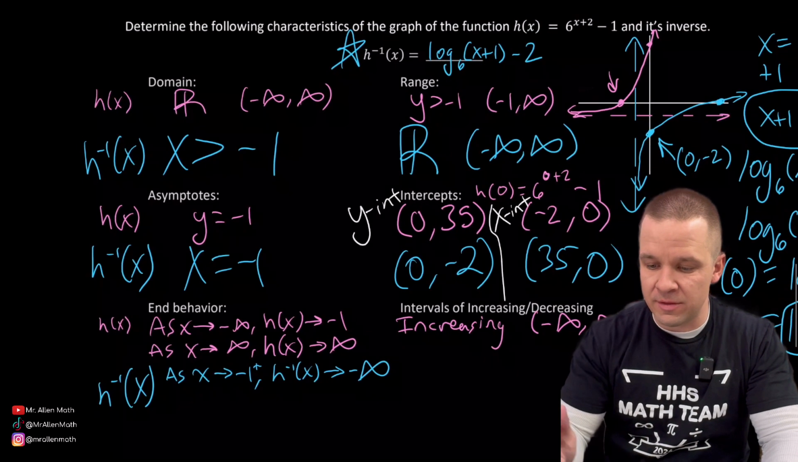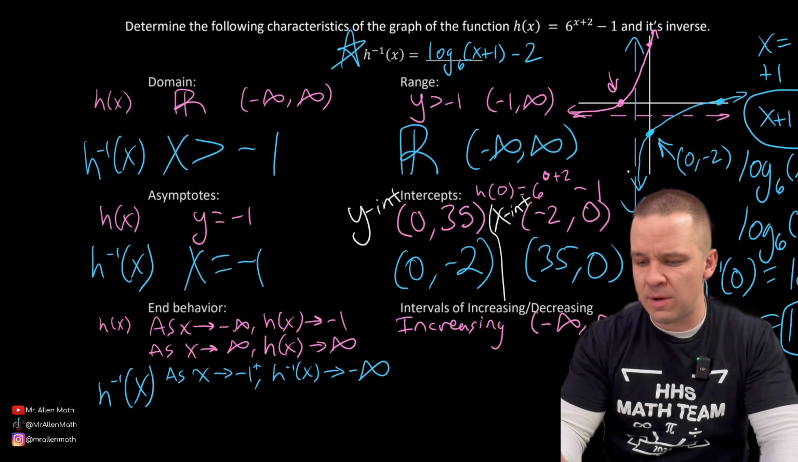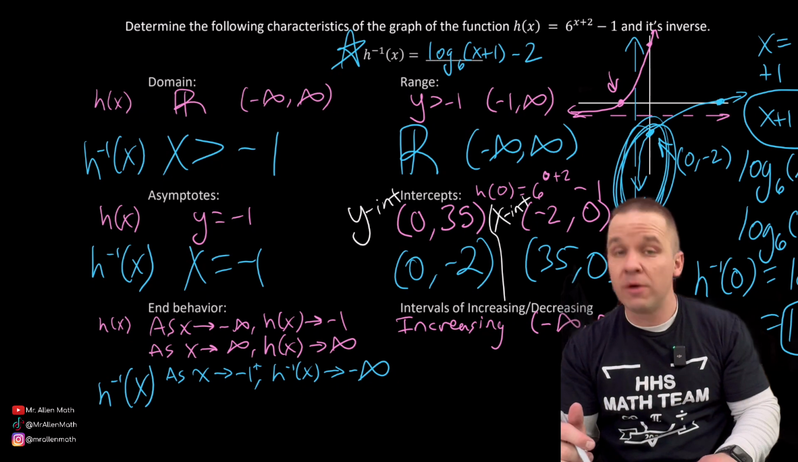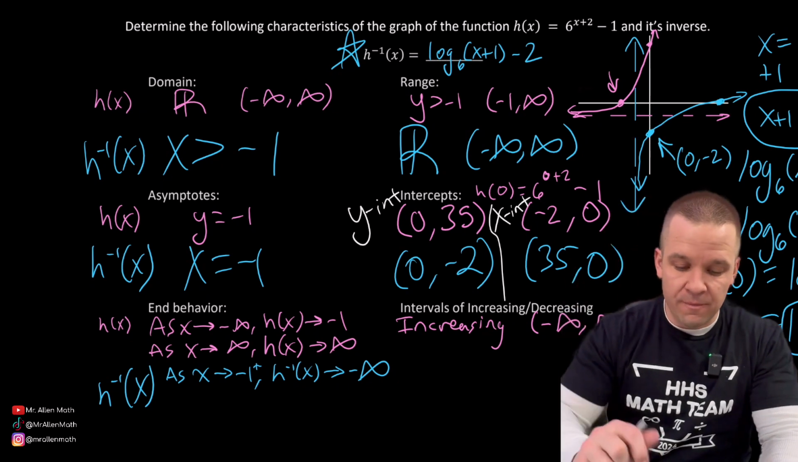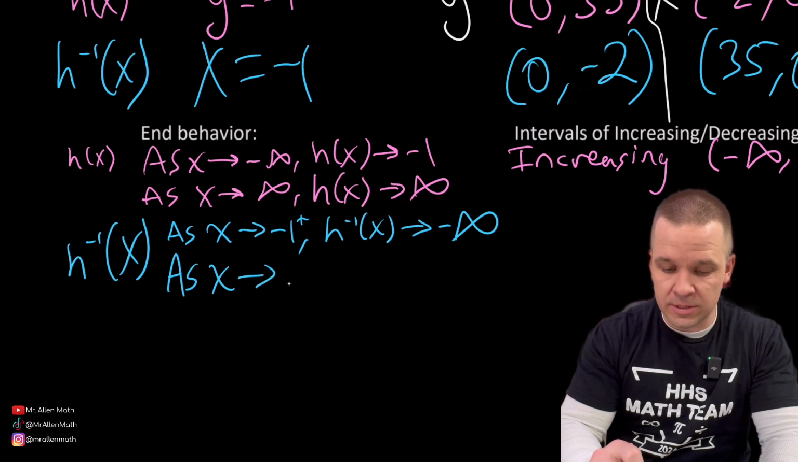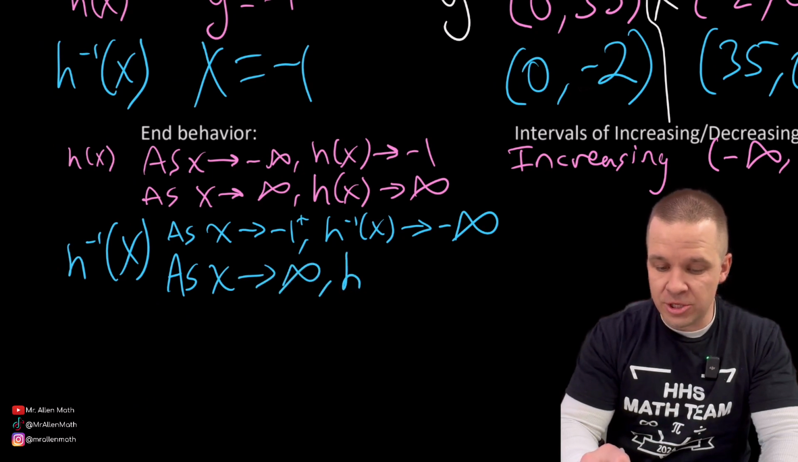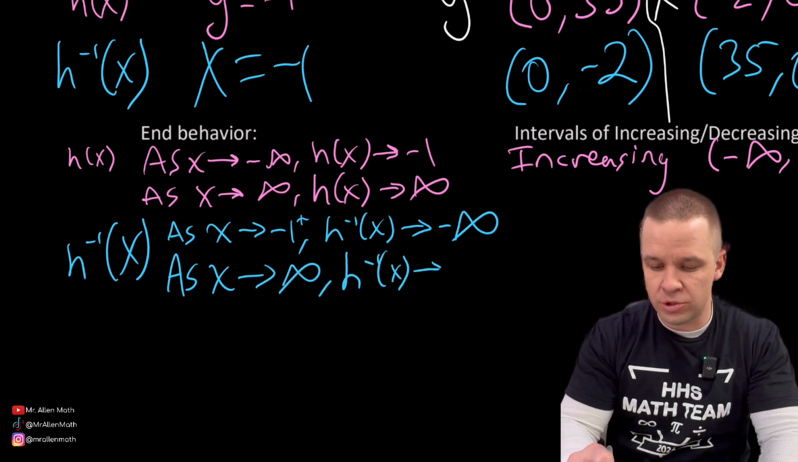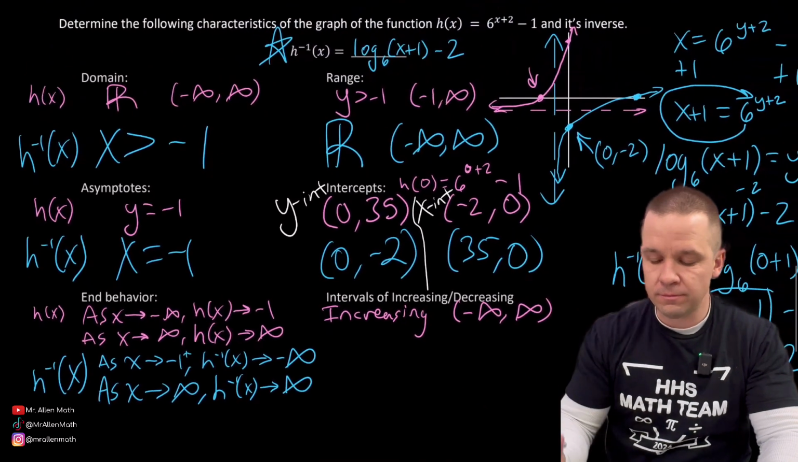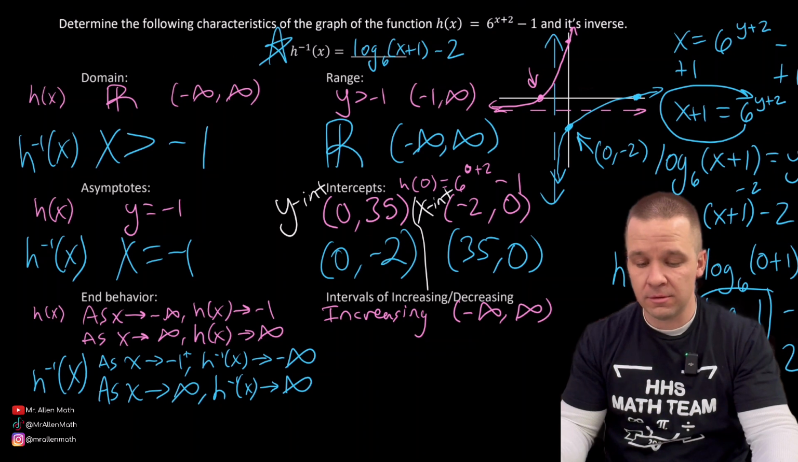So it was going down on this graph right over here. Hopefully you can see my pointer there. It was going down on this section. I'll just circle it, okay, as we got really close to -1 from the right-hand side. And then as x approaches infinity, h inverse of x is going to approach positive infinity because it is going up. Beautiful.